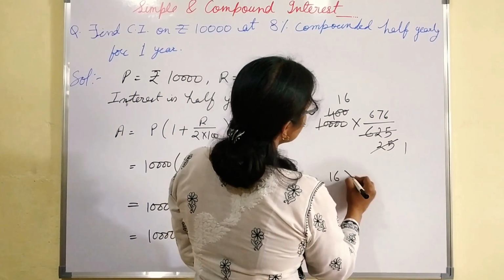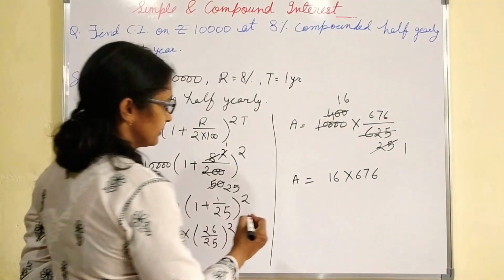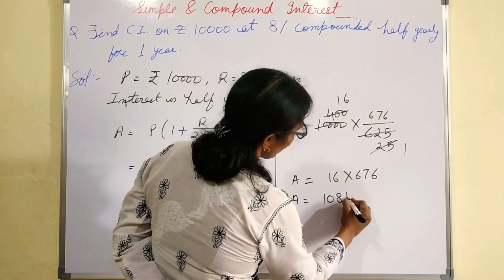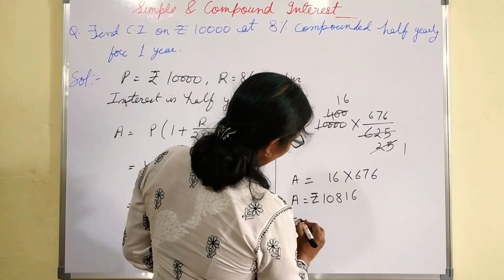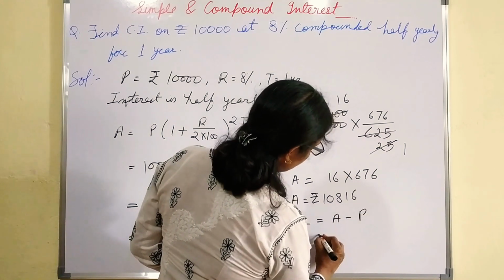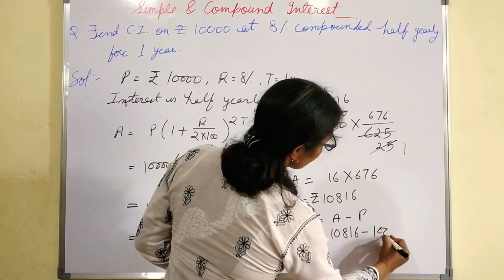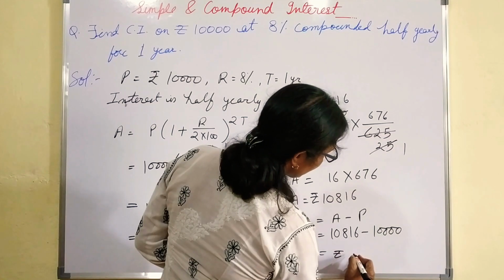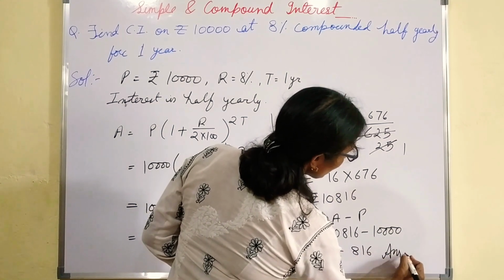So amount is 16 into 676, which is 10,816. Amount is this much, but we have to find out compound interest. So compound interest equals amount minus principal, that is 10,816 minus 10,000. So your answer is, compound interest paid by him is rupees 816.